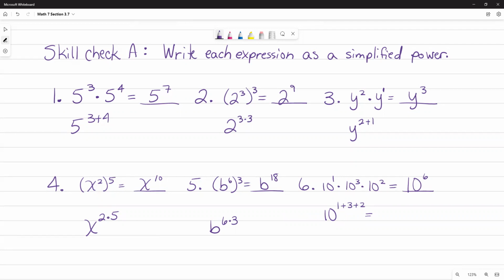Hang in there. I want to introduce the quotient property and get through skill check B, and then we'll finish this up tomorrow. That should give us time to work on the homework in class tomorrow, so maybe you won't have too much left tomorrow night.